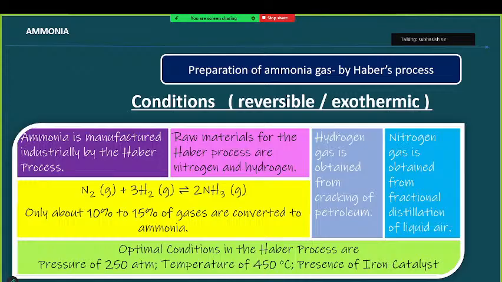This is one of the important aspects of this reaction, because for each and every exothermic reaction, you have to maintain a lower temperature, but at the lower temperature the rate of the reaction is very low. And also here we use a catalyst in order to increase the rate of the reaction.